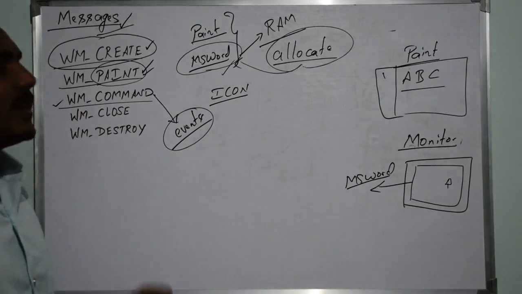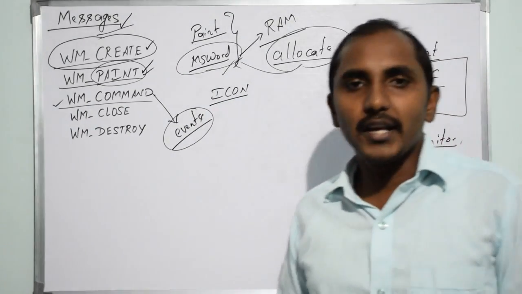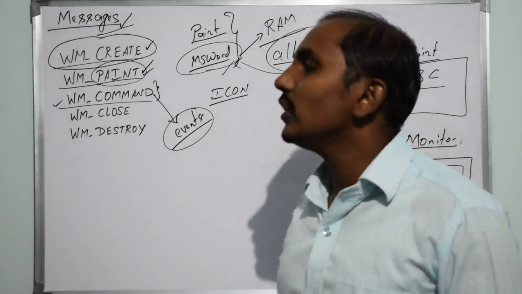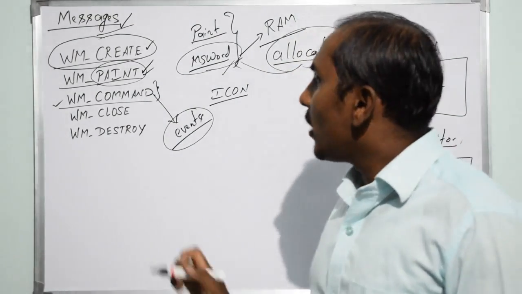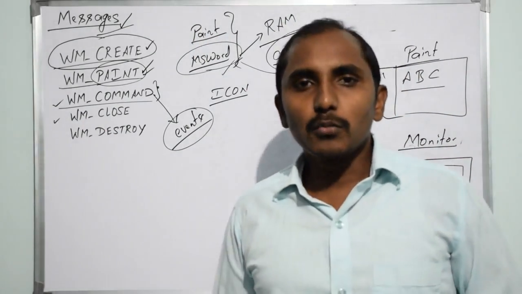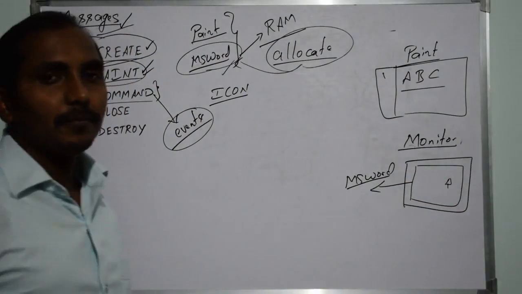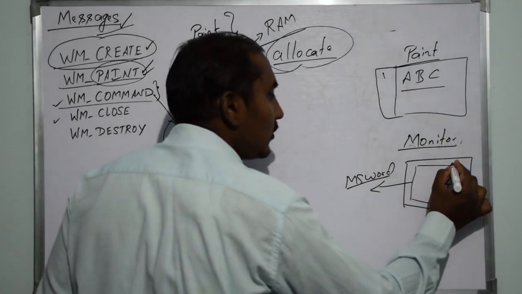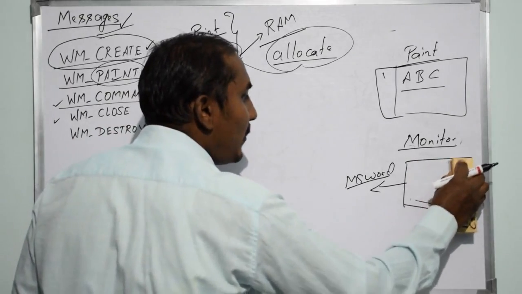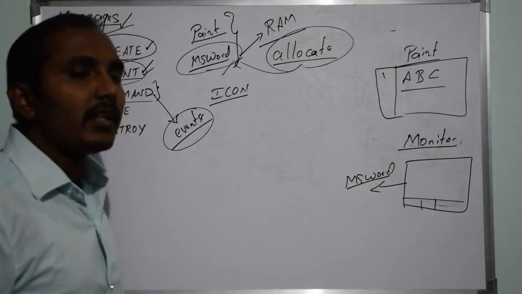Now, coming to the next type of message, which is WM close. What is WM close? I have some information that is displayed on the monitor. Suppose I try to minimize it. If I minimize that application, the MS Word application you have opened will be minimized to the taskbar on your desktop. In that case, the information you have will still be in the RAM only. The application or data you have typed will be stored in the main memory only.